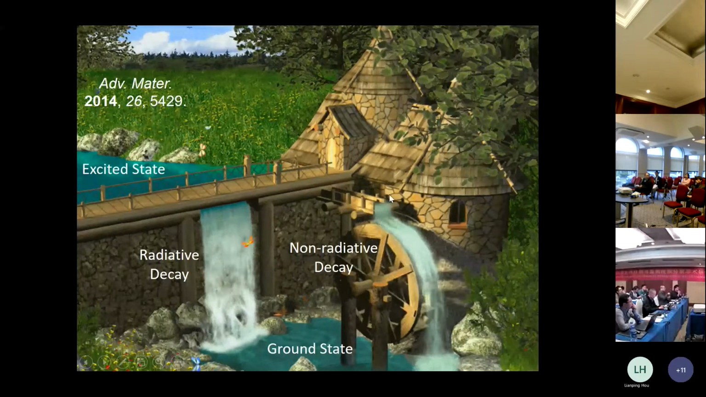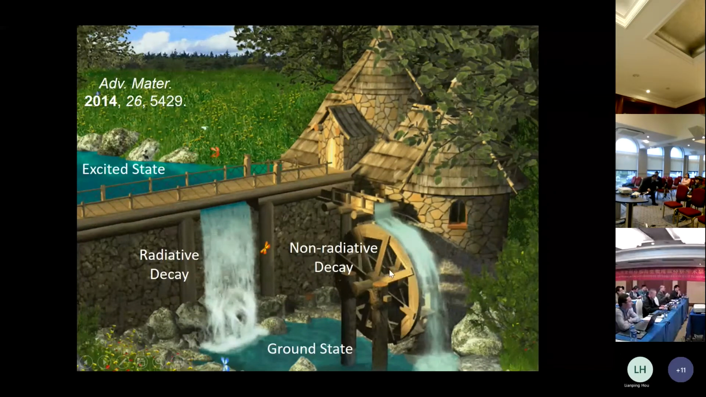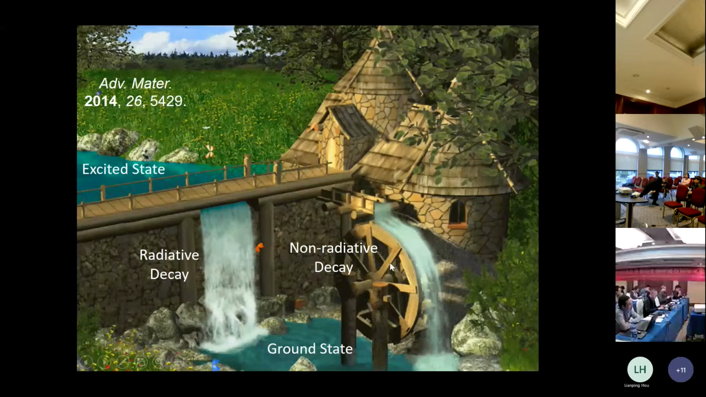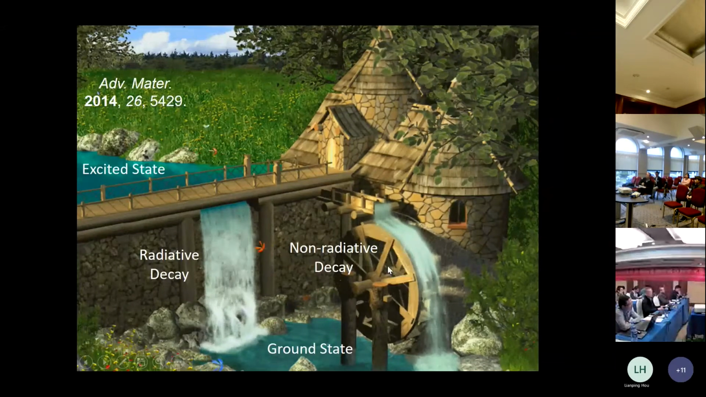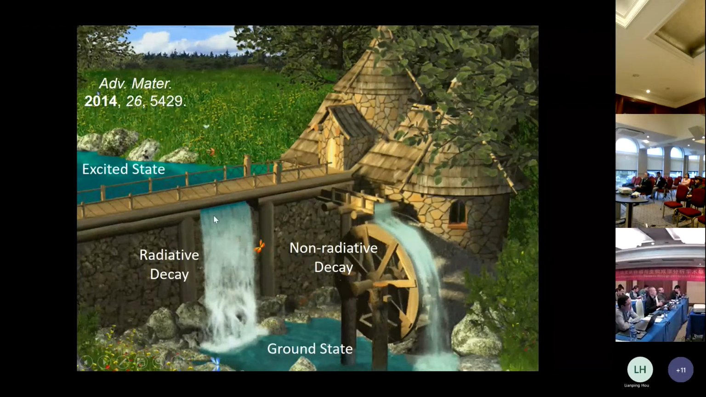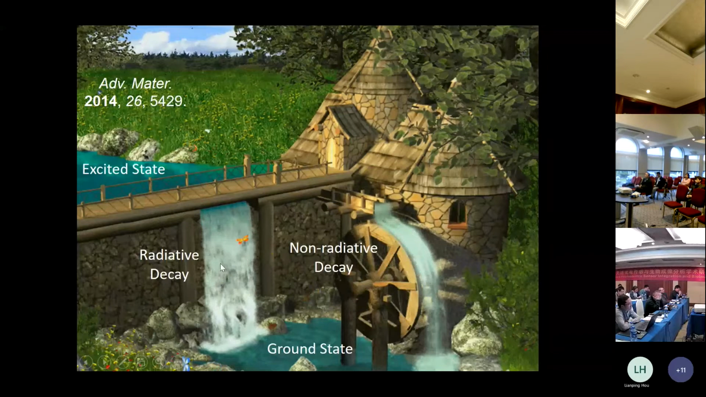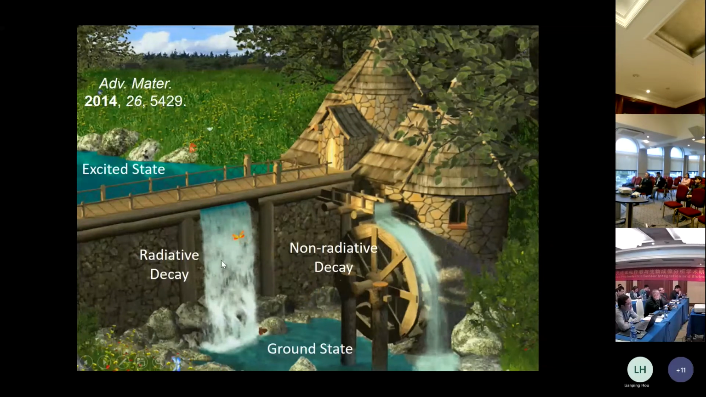Okay, so if this pathway dominates, then too bad. You will not see net emission because the photonic energy is converted to another form of non-radiative energy. However, if we block this channel, the excitons will come back to the ground state through this channel, and you will see very strong emission. Okay, so now let's see what happens to our molecules.